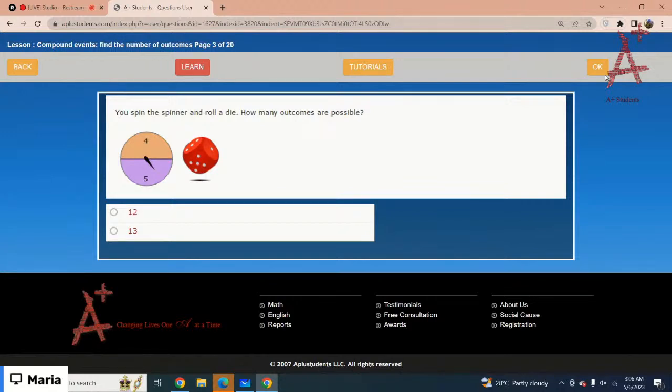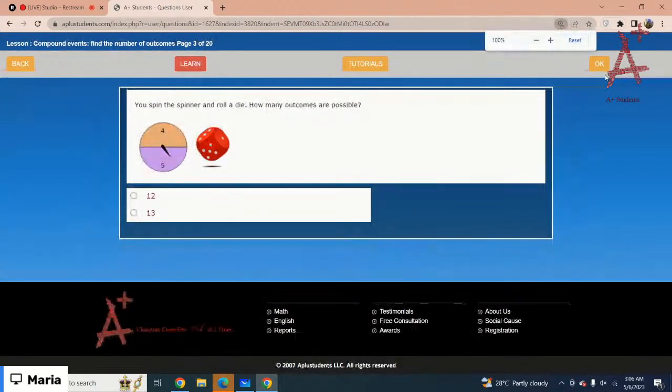Okay, you spin the spinner and roll a die. How many outcomes are possible? So for the spinner, you have two options. And when you roll a die, you have six outcomes. Got it? So to calculate the total outcomes, you just have to multiply both the events. You need to do 2 times 6. That means the total outcomes you have is 12. The correct option is 12.